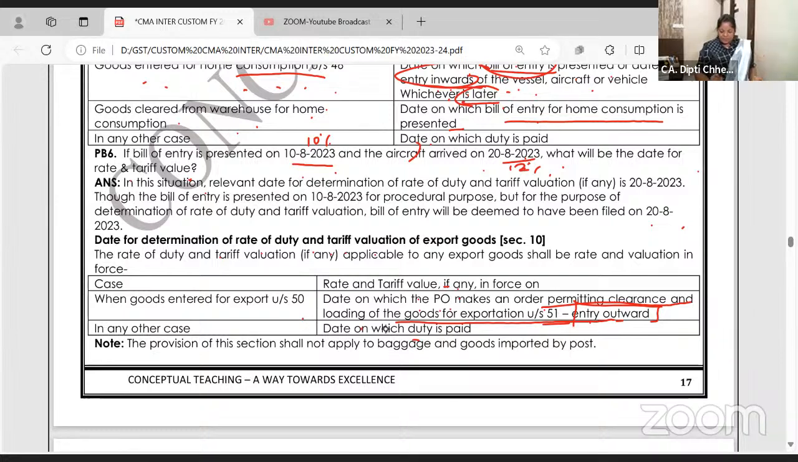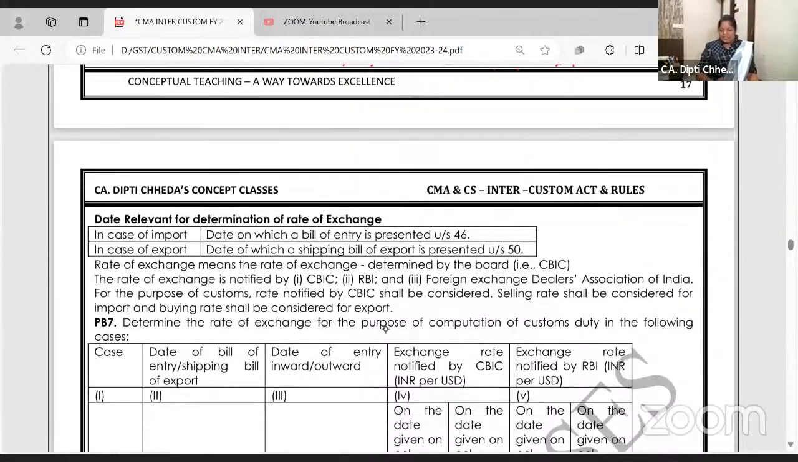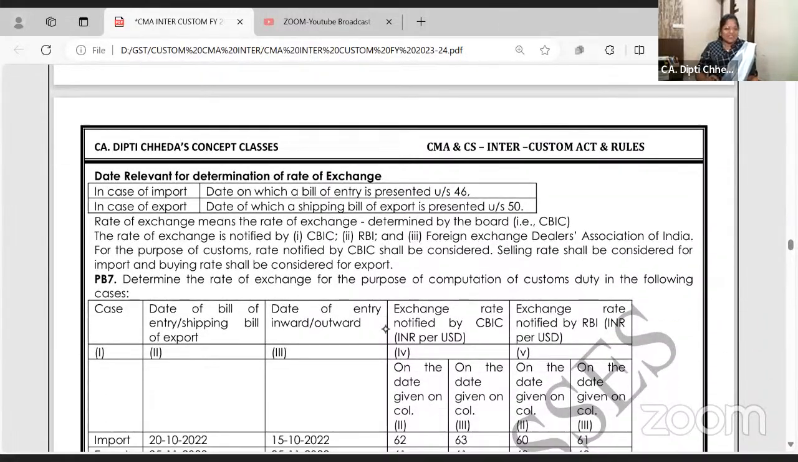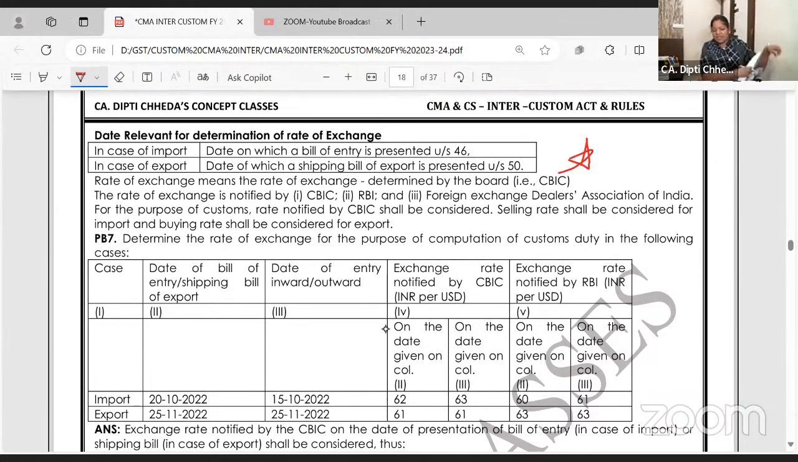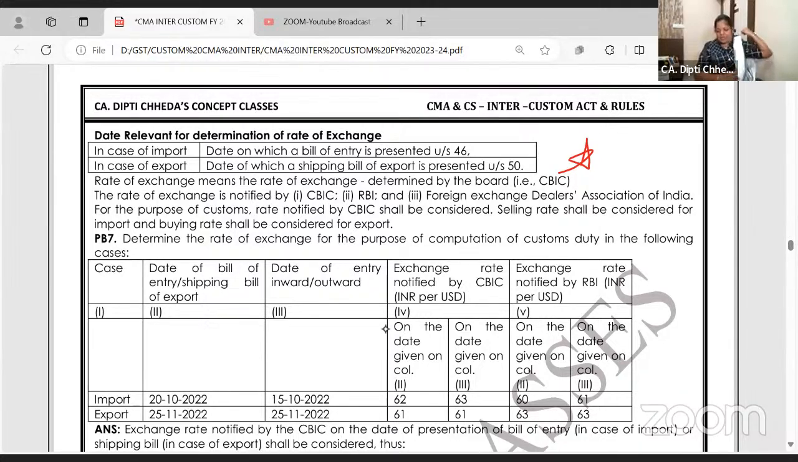Provision of this section will not apply to baggage and goods imported by post. Baggage rules, you don't need now. Earlier when it was 30 marks, it was all there. This one is hot favorite for the MCQs. They ask this a lot in MCQs. Very important. Are you clear about what rate you have to take for charging of the custom duty?